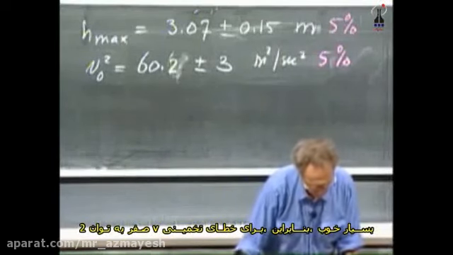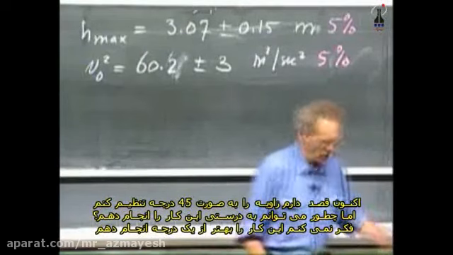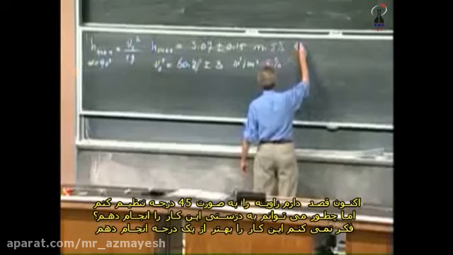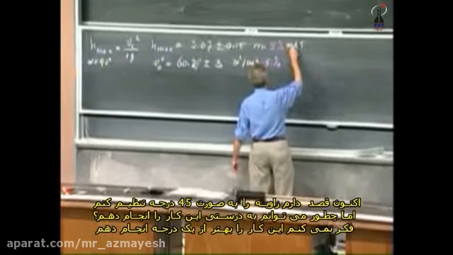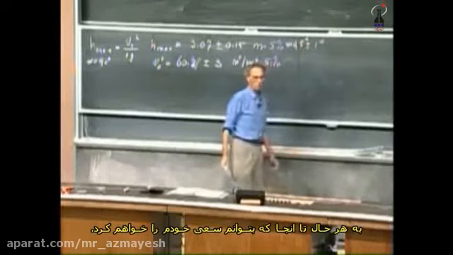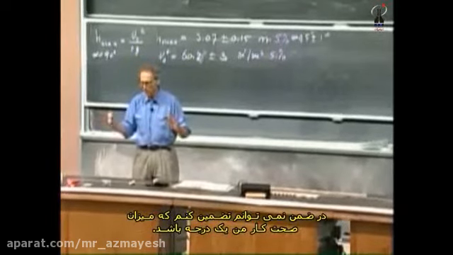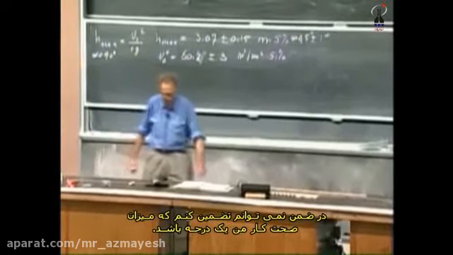Okay, so much for the uncertainty in v0 squared. Now I'm going to set the angle at 45 degrees. But how accurately can I do that? I don't think I can do that any better than 1 degree. I'll try to do the best I can, but I can't really guarantee you that I'm accurate to 1 degree.